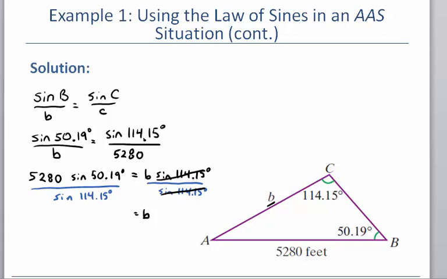And so when you do that, you're going to come up with 4,444.98 feet. And it looks like our book is asking us to round this to a whole number, so I'm just going to go ahead and say 4,445 feet for our answer. All right, and so that will be side B. And that will be how far she is from mile marker A.